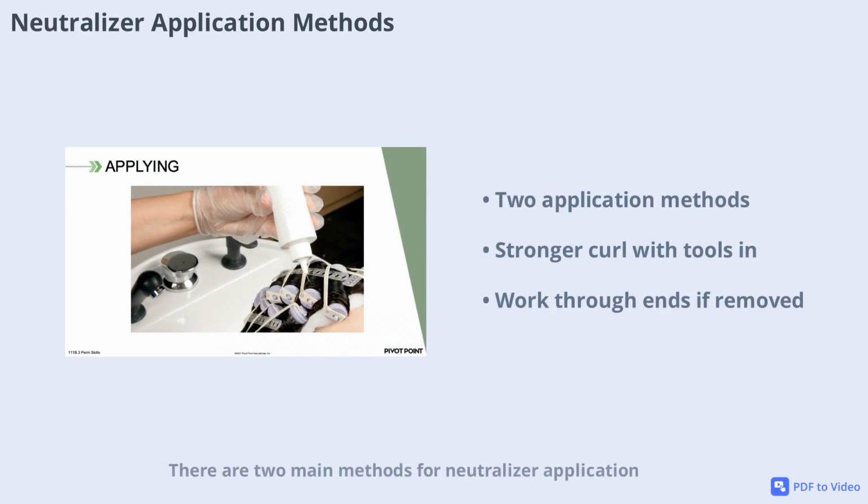There are 2 main methods for neutralizer application. For a stronger curl, leave the perm tools in place and rinse thoroughly. Alternatively, remove the perm tools, work the neutralizer through the ends, and then rinse. Choose the method that best suits your client's hair type and desired result.